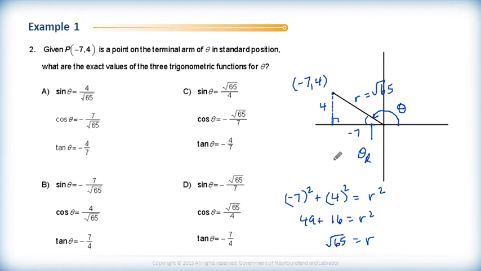And sine theta is equal to the y value over the r value, 4 over root 65. So that eliminates C and D as possibilities and eliminates B. Let's make sure the rest are correct though here in A. x over r for cosine of theta, yes, negative 7 over root 65. And tan is 4 over negative 7, which, when you move the negative sign up to the top or the middle here, we have the correct answer.